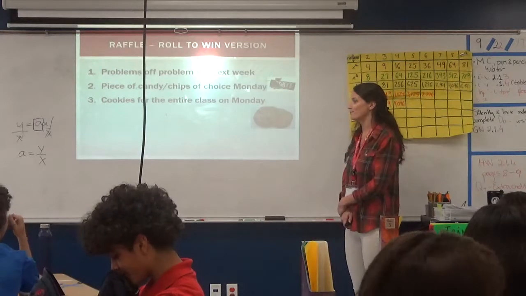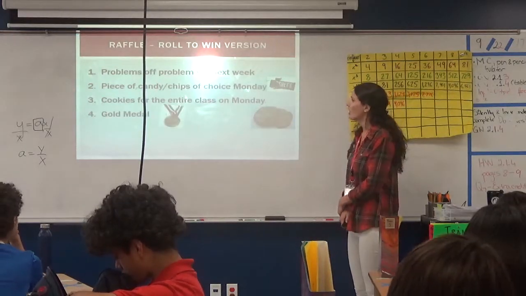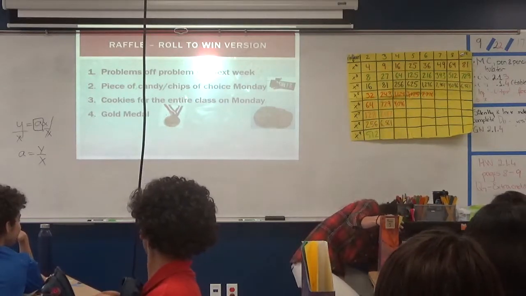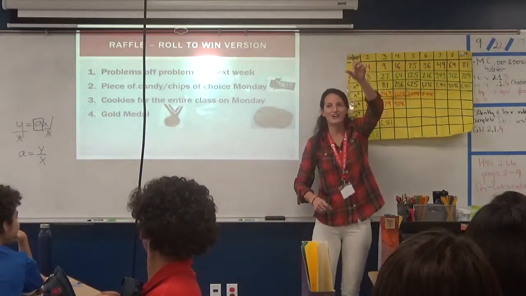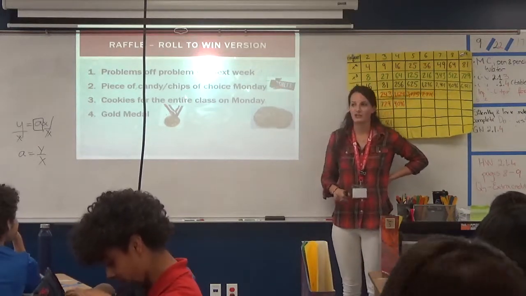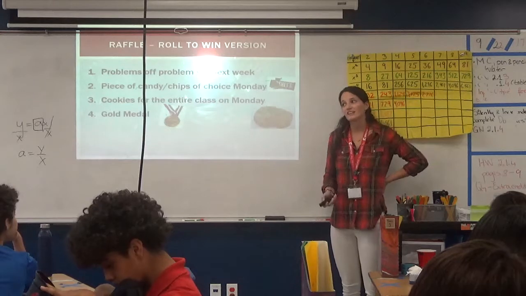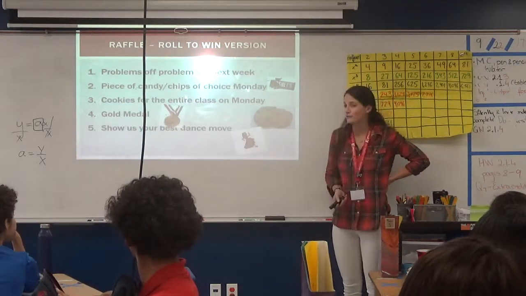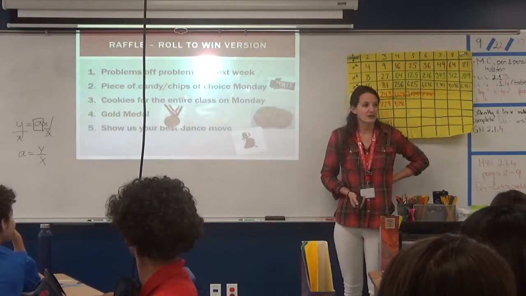Then 4, if you roll a 4, I can't remember. Oh, a gold medal. Here it is. Real gold. Okay. If you roll a 5, you actually do not get anything. You have to do something for all of us. You have to show us your best dance. We got to see Lirio earlier today.